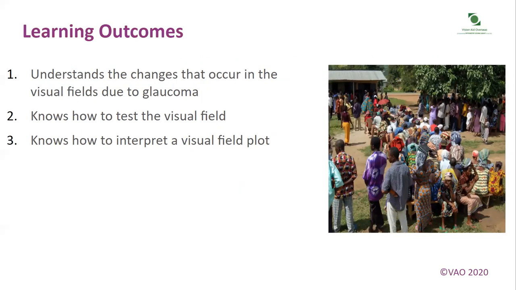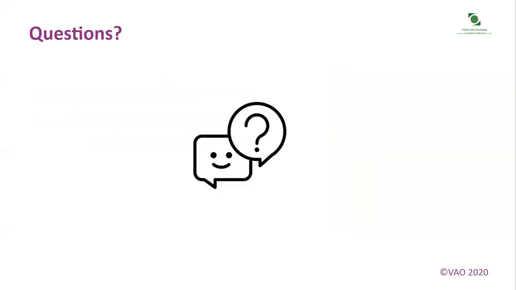Make sure that you have achieved the learning outcomes for this module. They were to understand the changes that can occur in the visual field due to glaucoma, to know how to test the visual field, and to know how to interpret a visual field plot. Make sure that you have any questions answered.